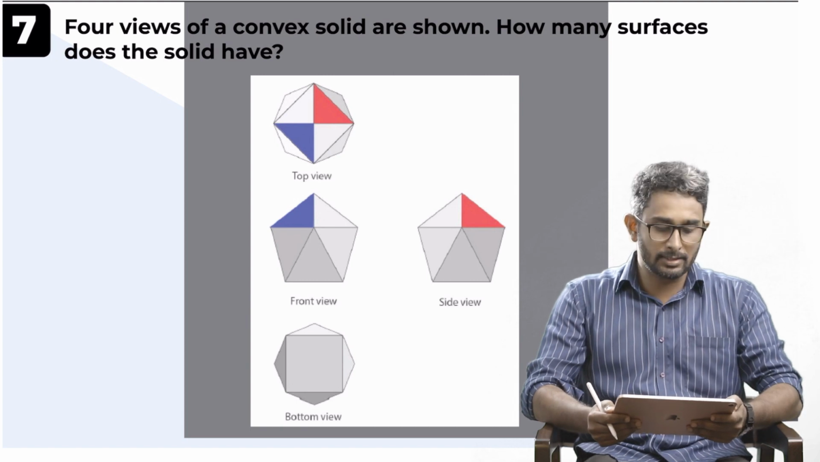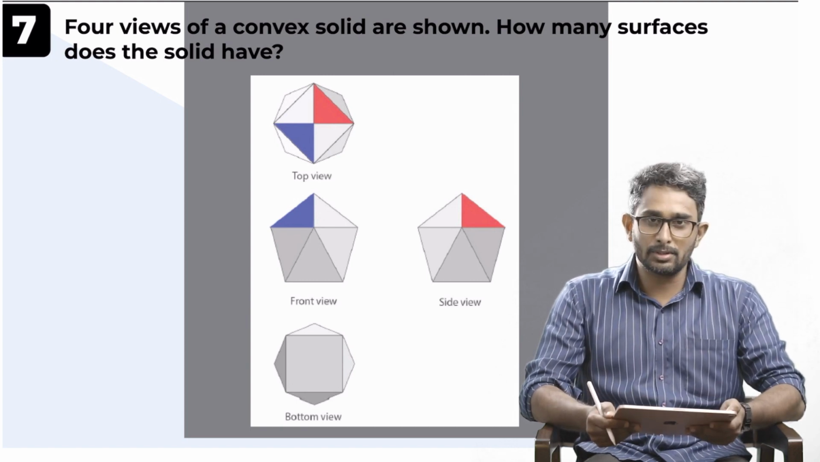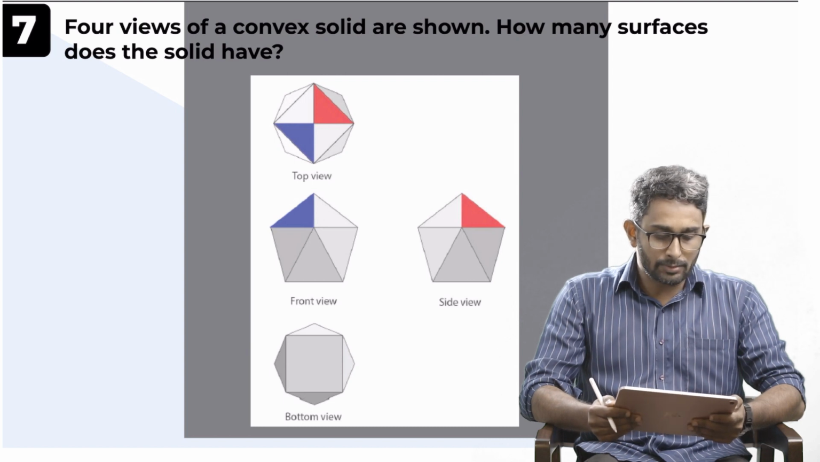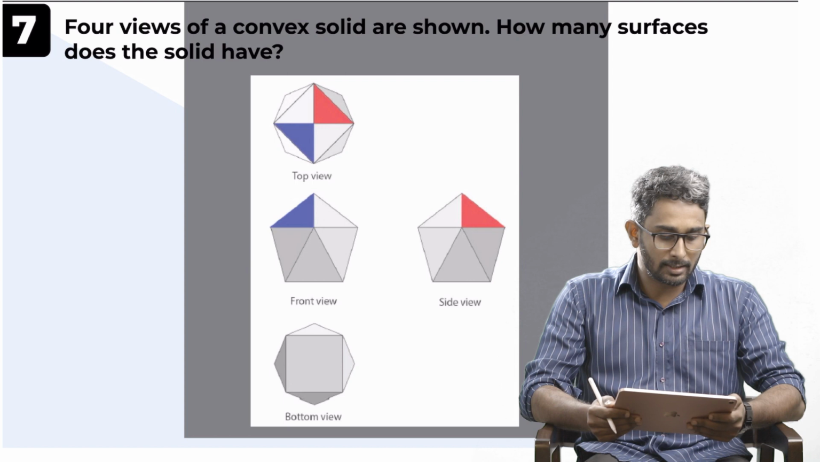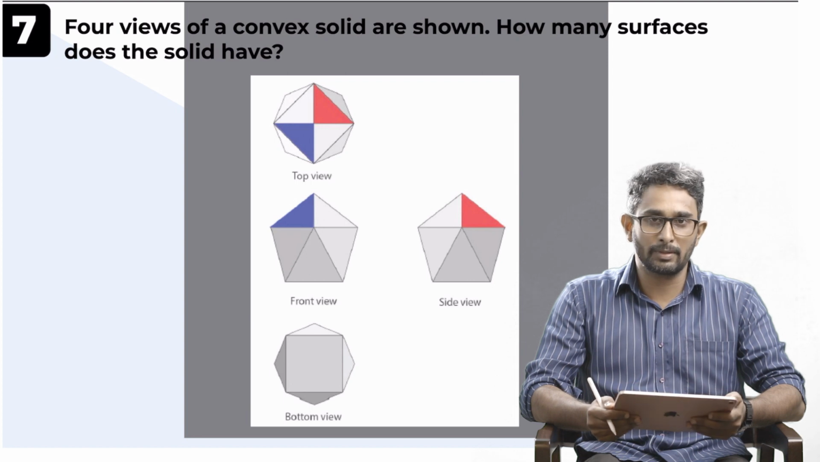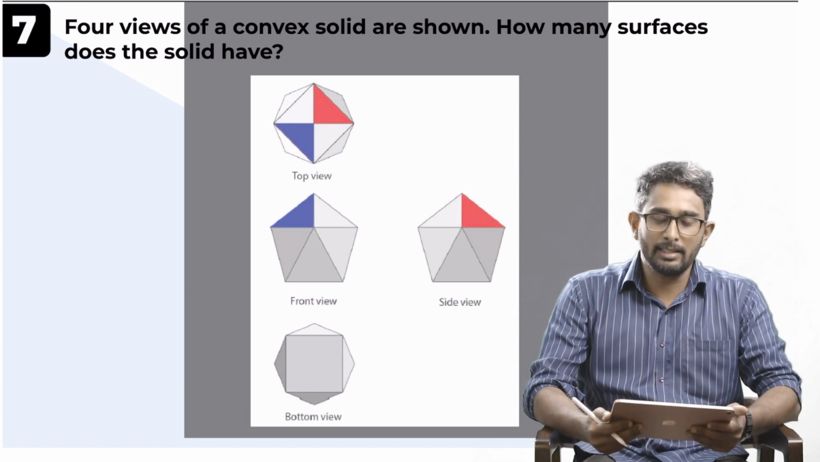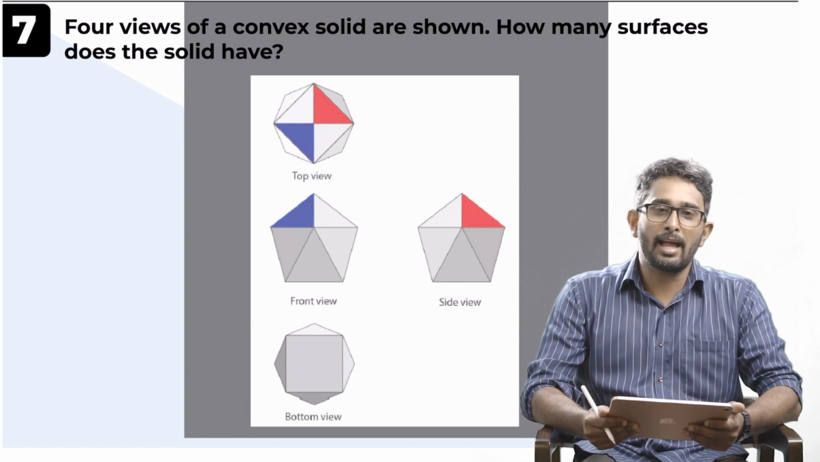This is the final question. This question is a practice question for you. I will read the question for you. 4 views of a convex solid are shown. How many surfaces does the solid have? So again you have to count the total number of surfaces for this particular solid. Please comment the correct answer for this question in the comment box. We will pin the correct answer.